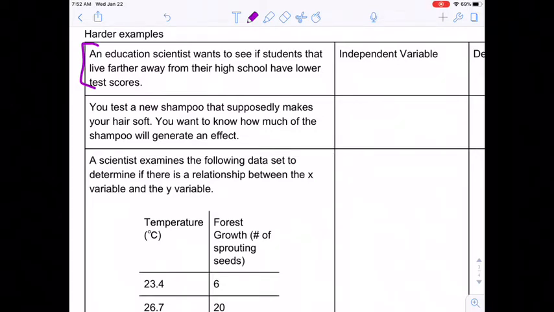Okay, so now let's start to break this down as an experiment. What they're going to do is probably look at students, some that live really far away, some that live really close to their high school, and then look at their test scores and see, if they live really far, does that mean that their test scores are lower? Does that mean that their test scores are higher? So we're going to do the same thing where we think about what's the cause and the effect. So the effect is their test scores.